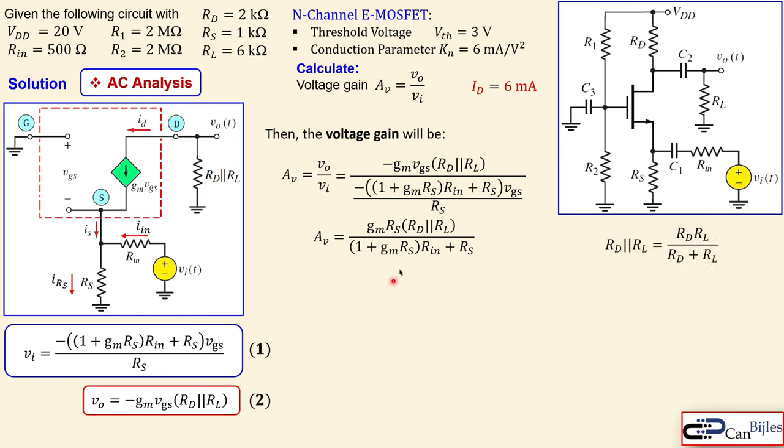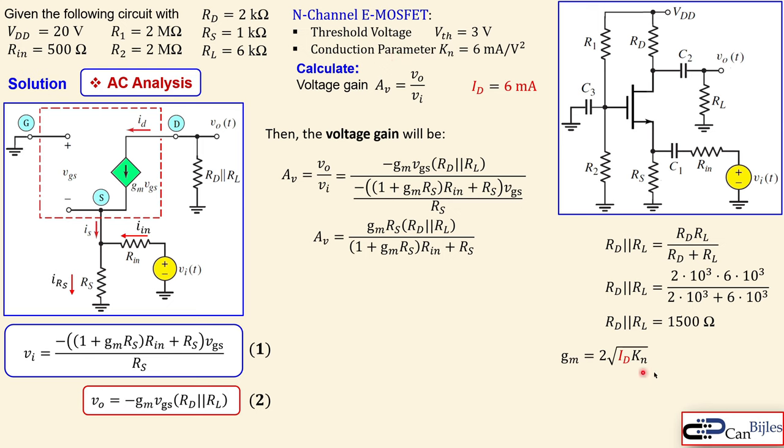Okay. We can also determine that RD and RL parallel combination, because that's required here, and we know the values here, 2 and 6 kilo ohms. So let's do that. That will give us 1.5 kilo ohms, or 1,500. The GM parameter, which is the AC parameter, is determined by the drain current DC quantity, and also the process parameter, which is the conduction parameter KN of the MOSFET. And when you substitute the values in here, you will get 0.012 Siemens.